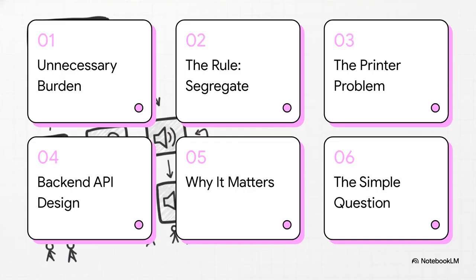Okay, so here's our roadmap for today. We're going to kick things off by identifying the problem of unnecessary burden. Then we'll lay out the rule to fix it. We'll walk through a classic printer example and a real-world API design scenario. After that, we'll get into why this all really matters, and we'll finish up with one simple question you can use to spot these issues in your own work.